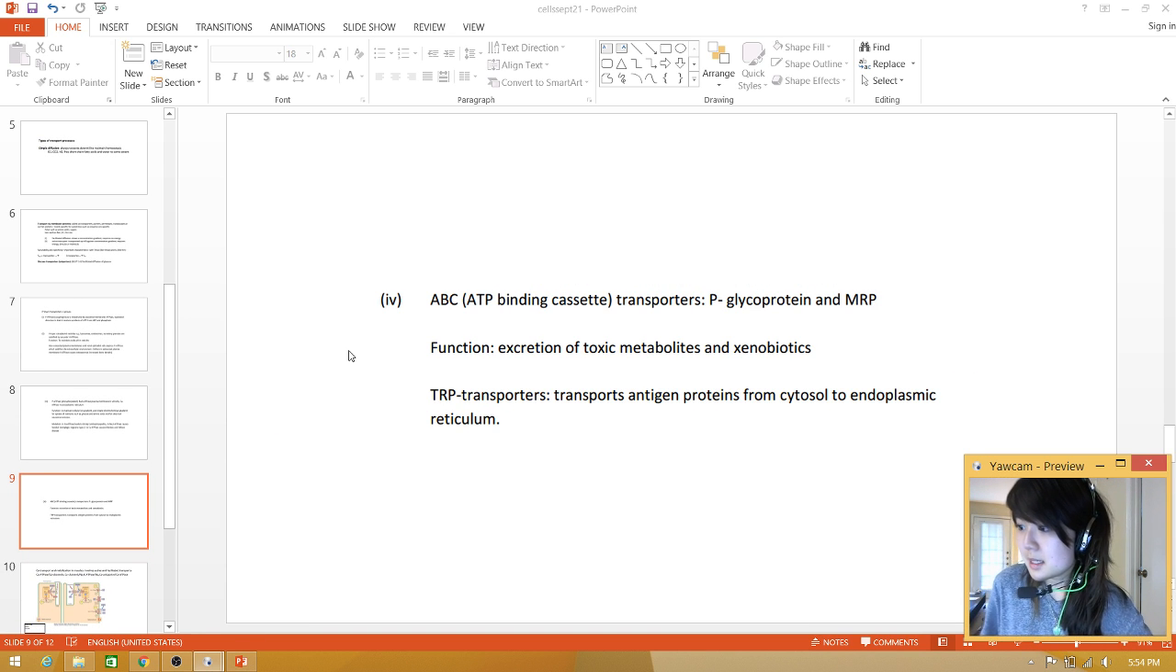The fourth type is the ABC transporters, like P glycoprotein and MRP, which function to excrete toxic metabolites and xenobiotics.